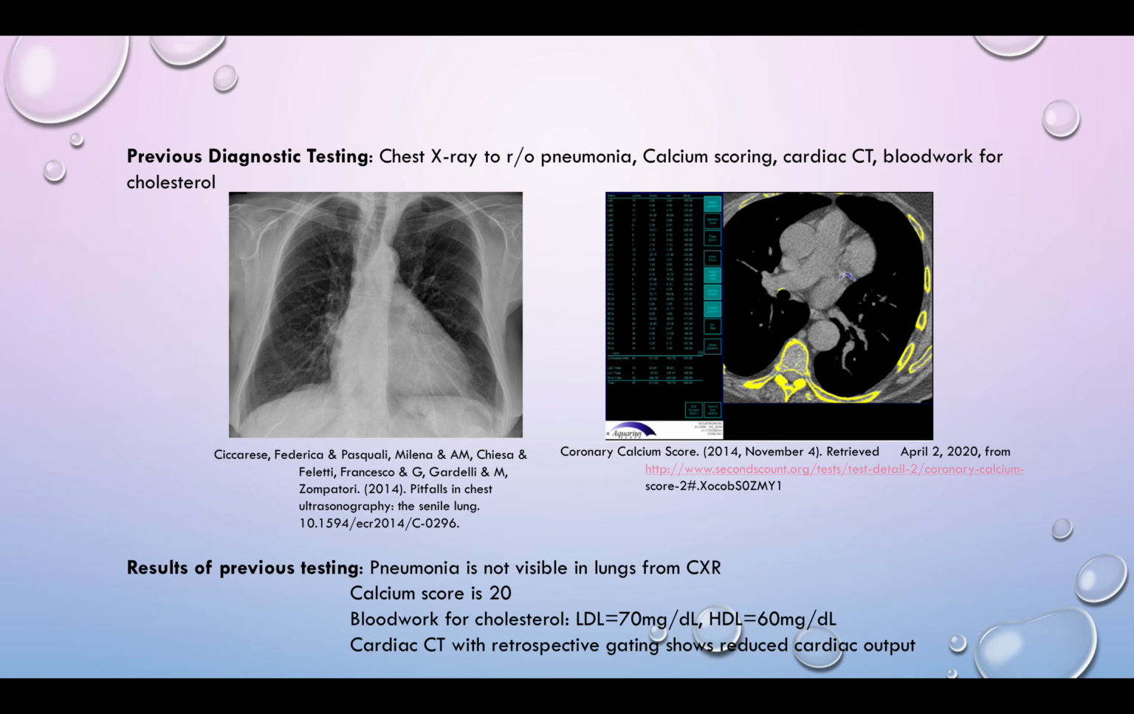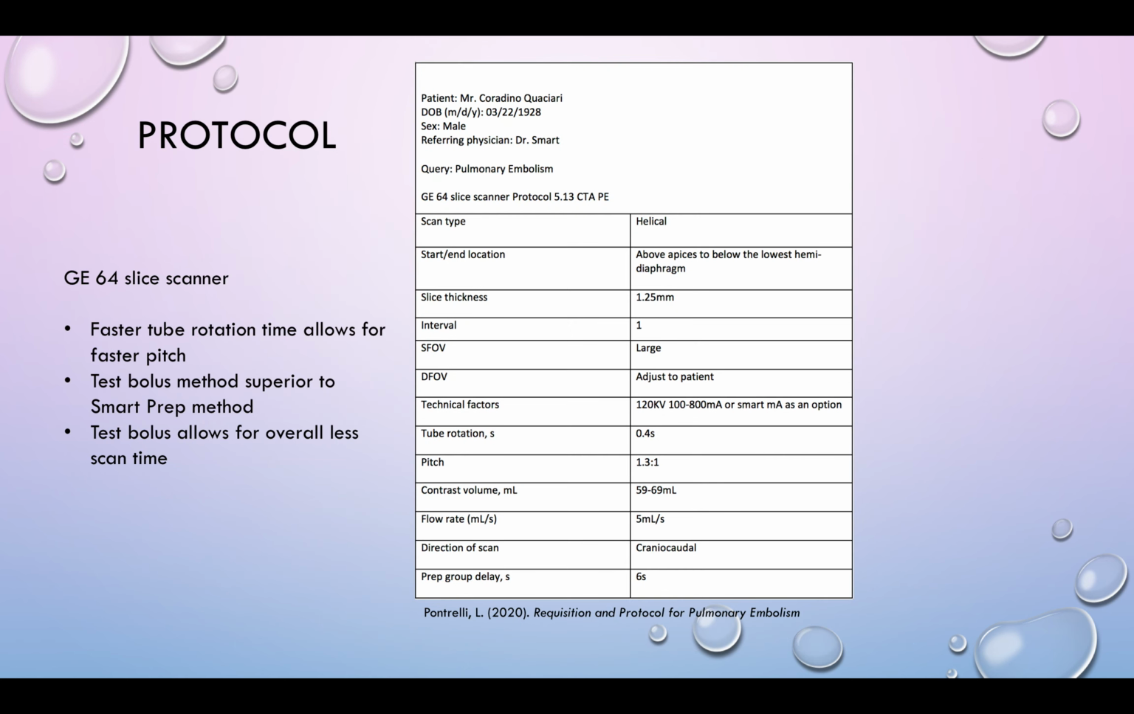The results of the previous testing showed that pneumonia is not visible in the lungs from the chest x-ray. His calcium score is 20, which is low. His blood work for cholesterol, both high and bad, were within the normal ranges. However, his cardiac CT with retrospective gating shows reduced cardiac output. Based on these results, more tests need to be run, and the doctor has ordered a CTA for pulmonary embolism since the patient has a history of blood clots.